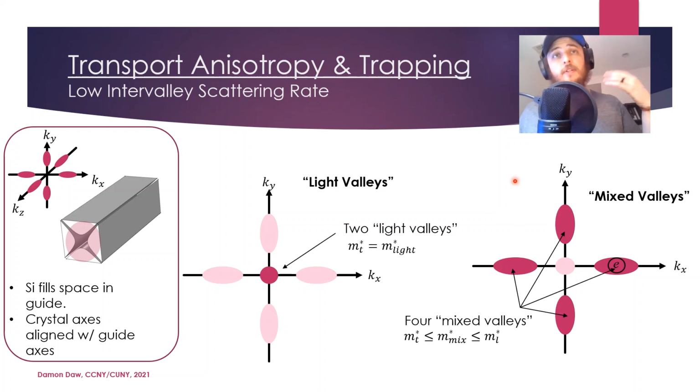But there's still a lot of scattering. So there's still this average damping force, and there's still a fluctuating force. So they're still Brownian, but the electrons are more or less confined to whatever valley they settle in.